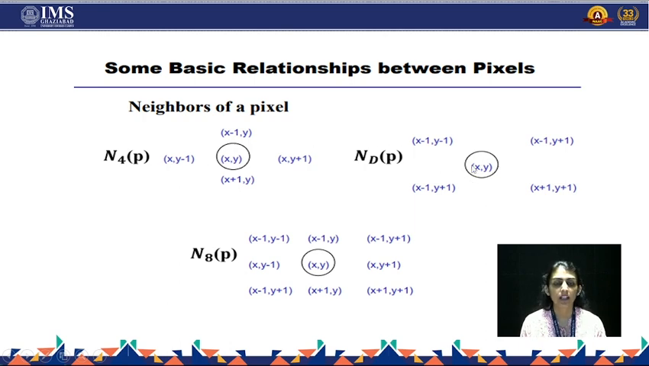Diagonal pixels are the left diagonal up, right diagonal up, left diagonal bottom and right diagonal bottom. And what will be the 8 neighbors? First we saw the 4 neighbors, then the diagonal neighbors. The 8 neighbors will be the combination of the 4 neighbors and the diagonal neighbors. That means 4 immediate neighbors and 4 diagonal neighbors give us a total of 8 neighbors. That means all the possible neighbors of that particular pixel xy: top, down, left, right, and diagonals as well, top left, top right, bottom left and bottom right.